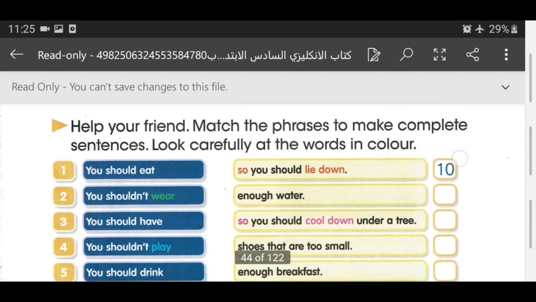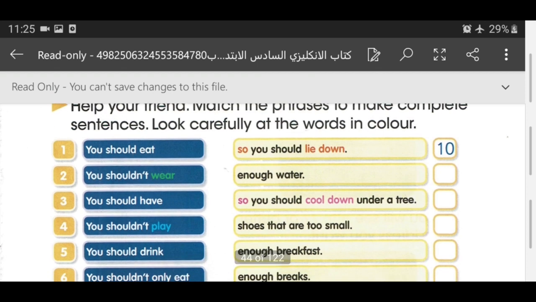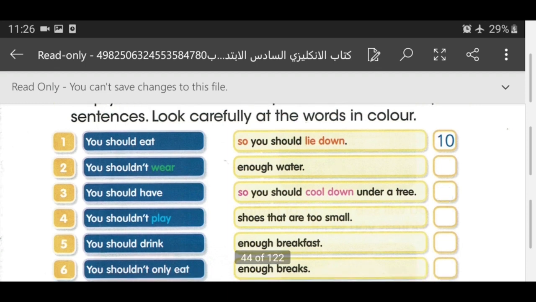Here, help your friend. Match the phrases to make complete sentences. Here we connect the phrases to make a complete sentence. Number 1. Look carefully at the words in color.